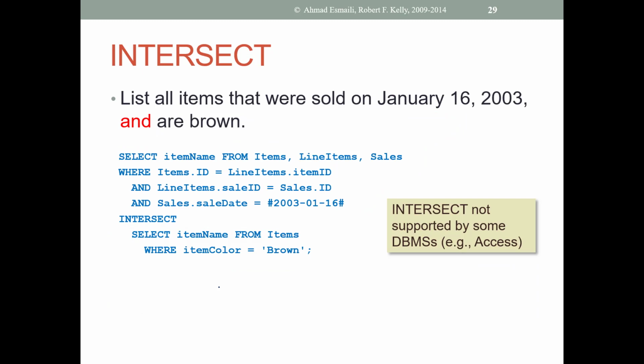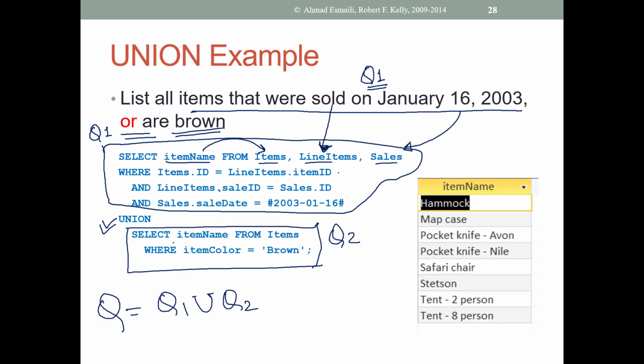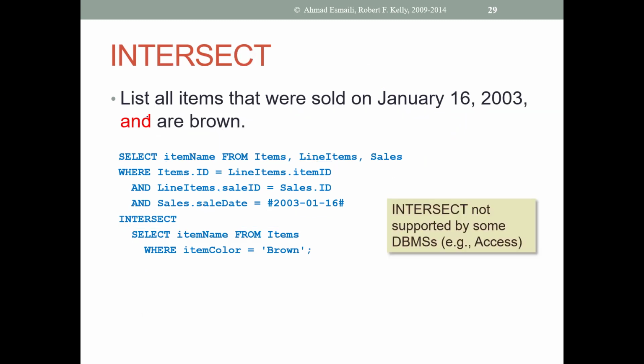Now, similarly, you can think of the intersect operation also. If you have to write a query which should satisfy both the requirements, the previous thing needs to be changed. In the previous query, we had the condition of OR, and here the condition is an AND. So list all items that were sold on January 16, 2003 and are also brown. If we are lucky and there's something like intersect, we will simply use intersect for queries Q1 and Q2.